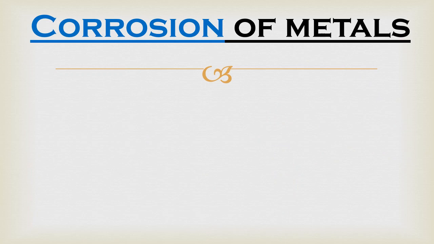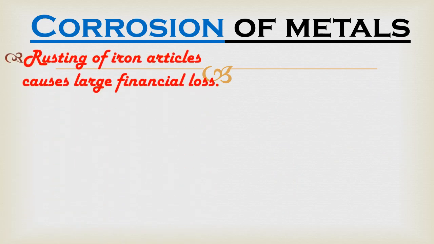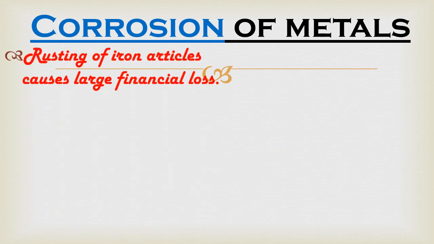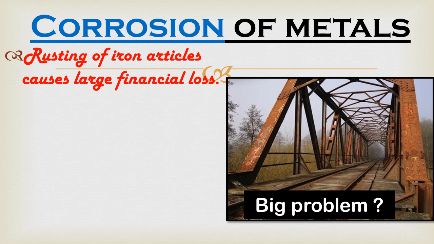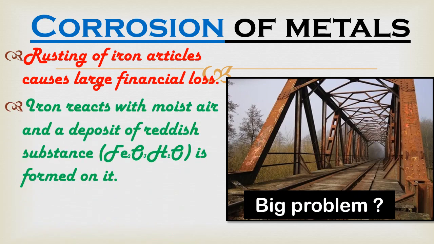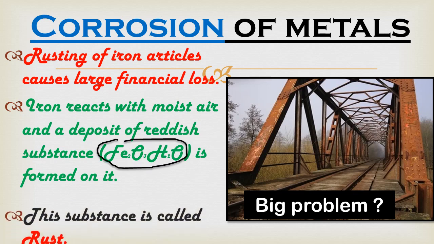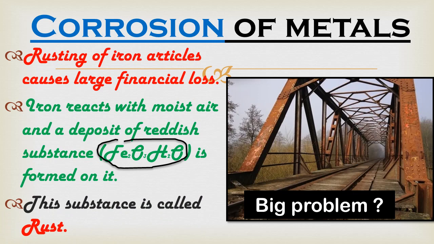Now let's understand the corrosion of metals. Rusting of iron articles causes large financial loss, and thus corrosion of iron, that is rusting, is a big problem. Iron reacts with moist air and a deposit of a reddish substance, that is Fe2O3 into water, is formed on it, and this substance is called rust. So Fe2O3 is the formula of rust, a reddish layer deposited on the surface of the metal.